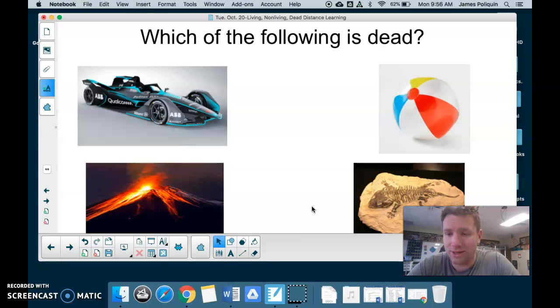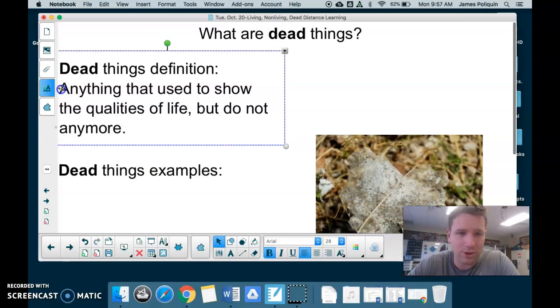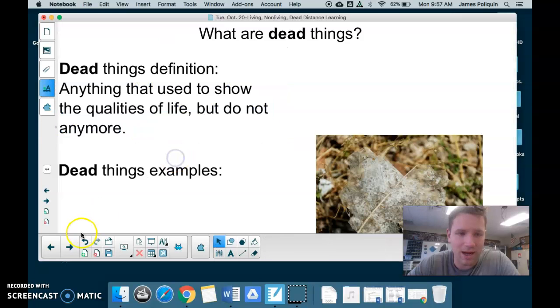organisms got imprinted in a lot of rocks just due to the amount of pressure, soil, and compaction. And so we have a nicely preserved skeletal remains of a different animal, where I'm guessing it's an amphibian, possibly a lizard. Amphibians are like frogs and toads. Lizards are more like reptiles. So it's one of those two organisms, most likely. And again, dead things used to be alive, used to show the qualities of life, but not anymore.